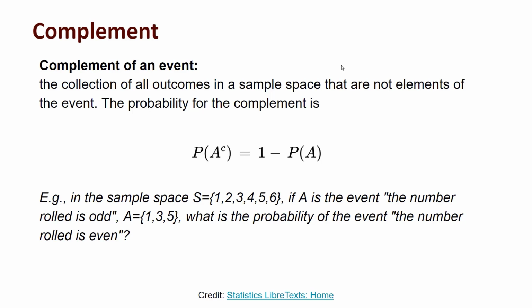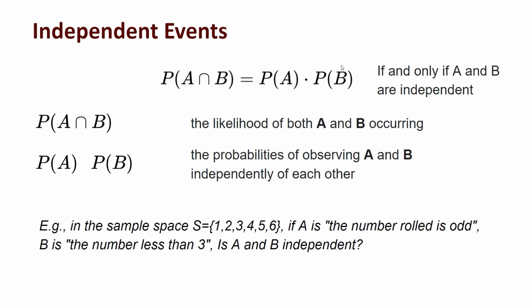So what's the probability of the event that the number rolled is even? It's simply 1 minus 1/2, which is 1/2. So this one is relatively easy. If you find the chance for A to happen, the chance for the rest to happen will be just 1 minus the chance for the event A to happen.